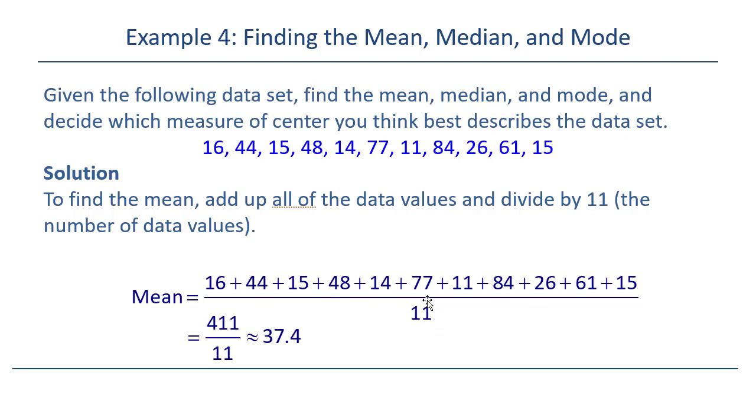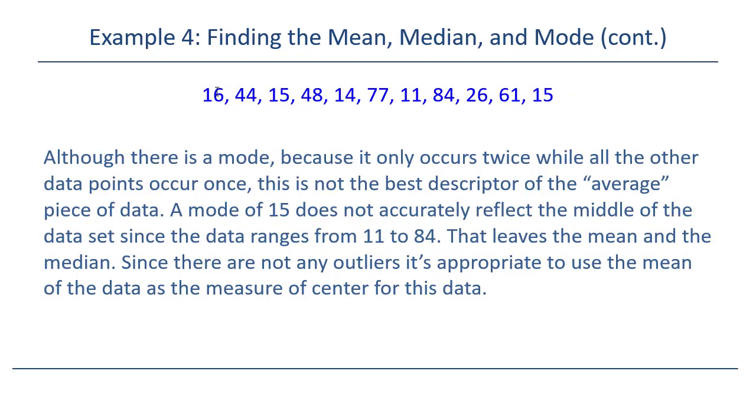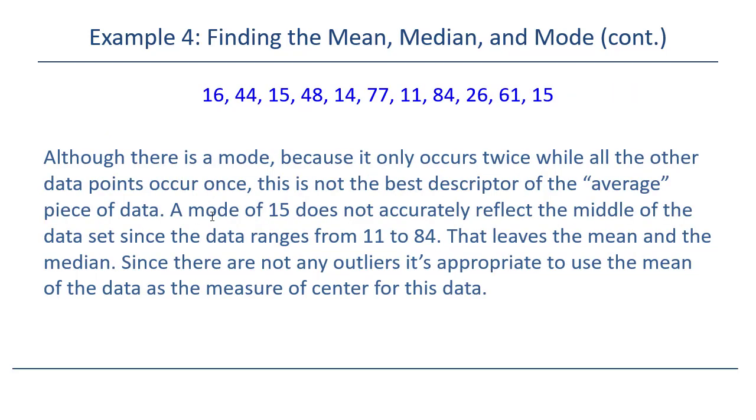All right, add everything up, divide by 11 because there are 11 numbers. We get 37.4 as our mean. Put them in order. Find that 26 is the middle, because remember we have 11, so we have 5 below, 5 above, and it lands right on a number. So that's our median. We also look for repetition, which I always think is easiest to find when we put it in order. We can see there are 2 15s and nothing else, right? So we've got a mode of 15.